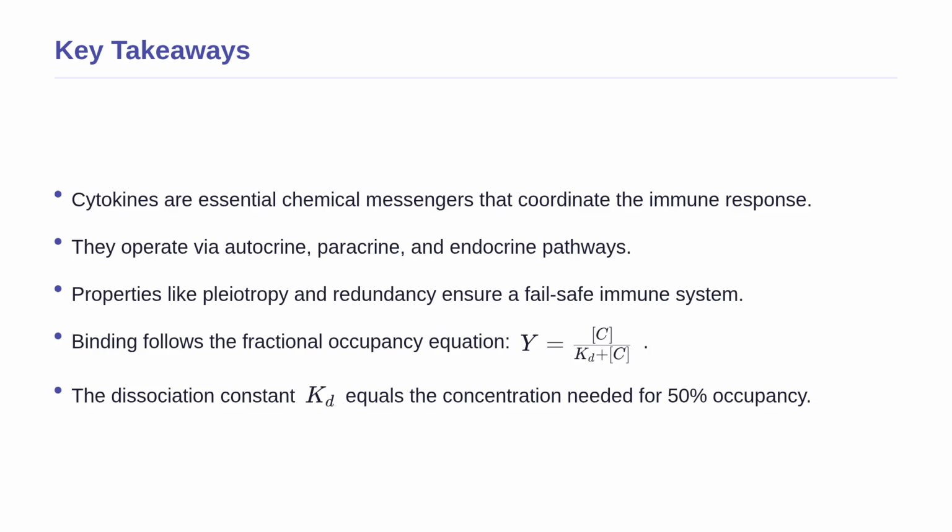We have covered a lot of ground today, so let us summarize the most important ideas. First, cytokines are the essential chemical messengers that allow the immune system to communicate and execute its defensive strategies. Second, they are incredibly flexible, operating through multiple pathways and utilizing properties like pleiotropy and redundancy to ensure our immune response is fail-safe. Finally, we learned that cytokine communication is driven by high-affinity receptors.